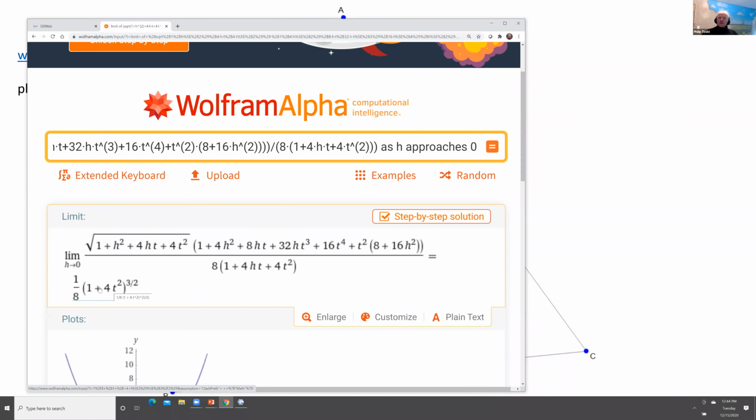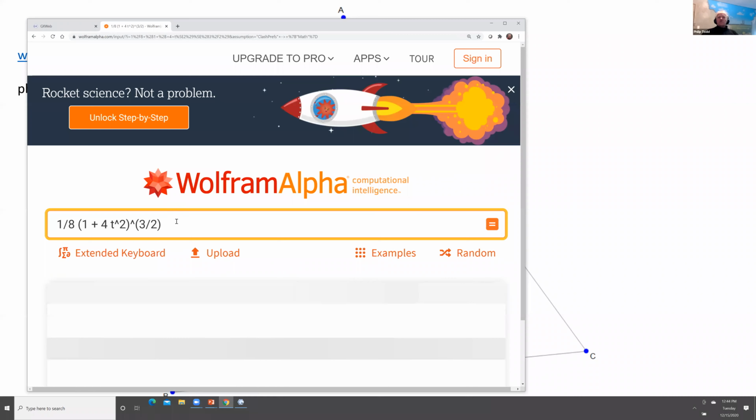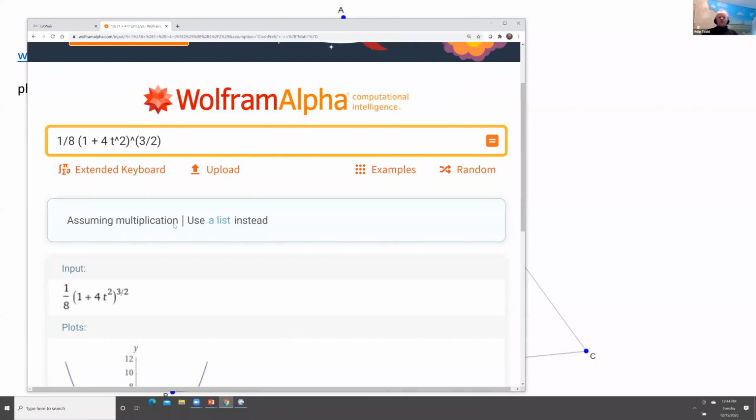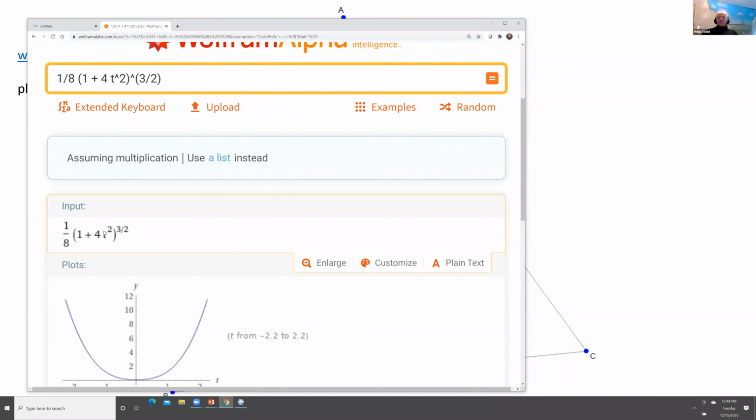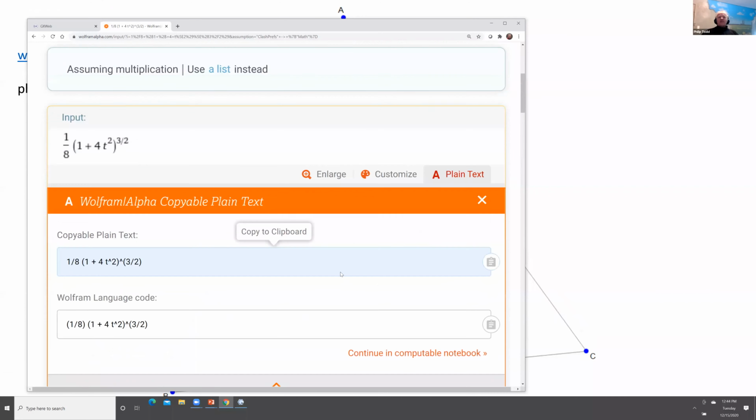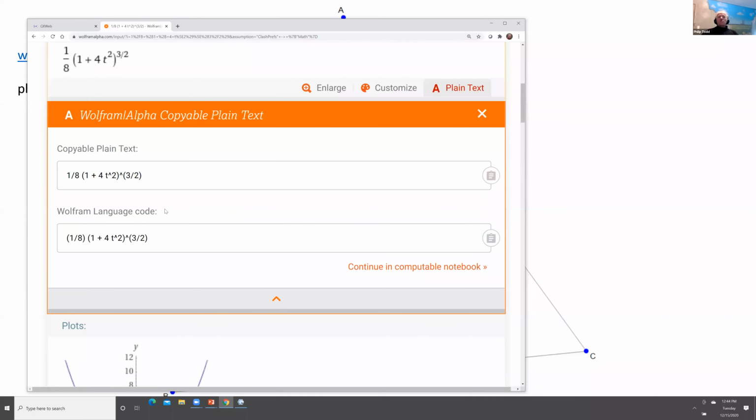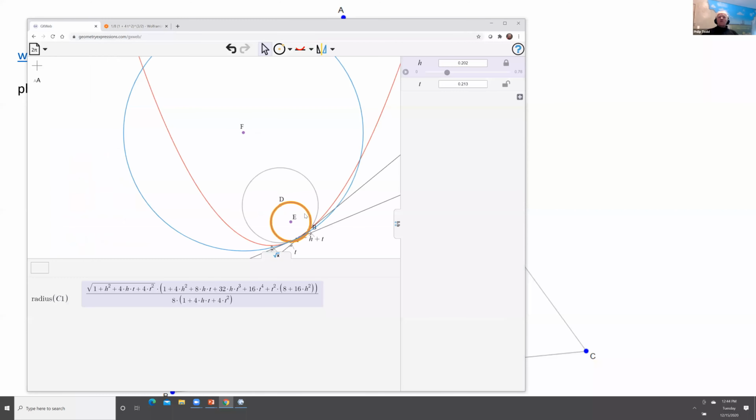I want to copy that answer back into GXWeb, but I don't want all this stuff. So if I click this, I get the answer on its own. There it is, the input. I can't copy that, but I can get copyable plain text from Wolfram. So I click on that. I've now got copyable plain text and Wolfram language code. Well, that's not going to help me. This one is. So we copied the copyable plain text and go back into GXWeb.